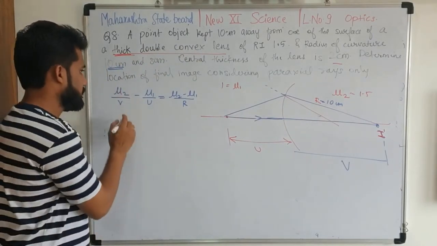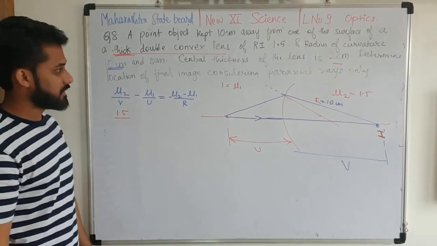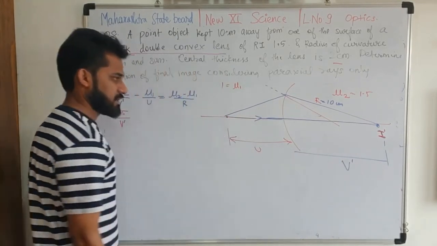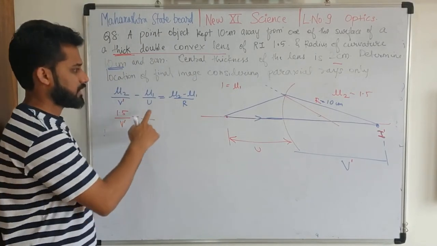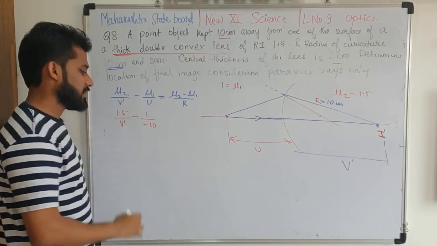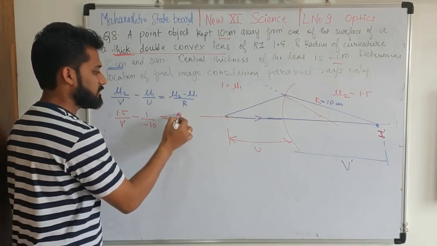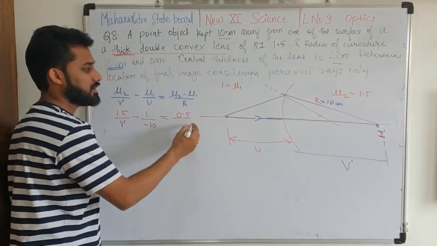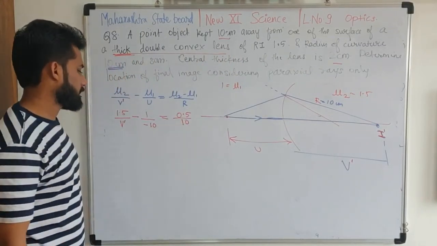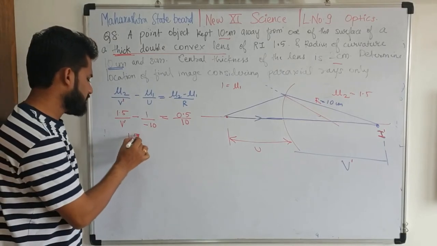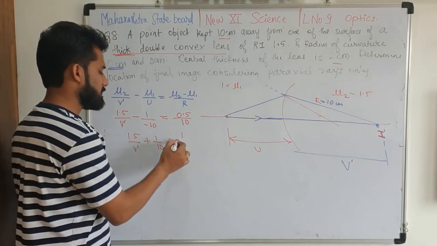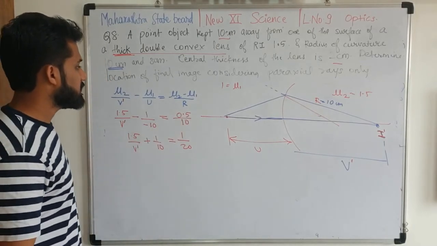So let us put the values. Mu 2, the second refractive index, is 1.5 by the image distance, which we don't know. Let us call it v dash, as the image is I dash, minus 1 by the object distance, which is negative 10 because it is on the left side, we have to use sign conventions, by minus 10, is equal to mu 2 minus mu 1, which is 1.5 minus 1, upon radius of curvature 10, and it is positive because the curve is this way, the radius will be on the right side, by 10, right? So 1.5 by v dash plus 1 by 10 is equal to 1 by 20. 0.5 by 10 is 1 by 20.